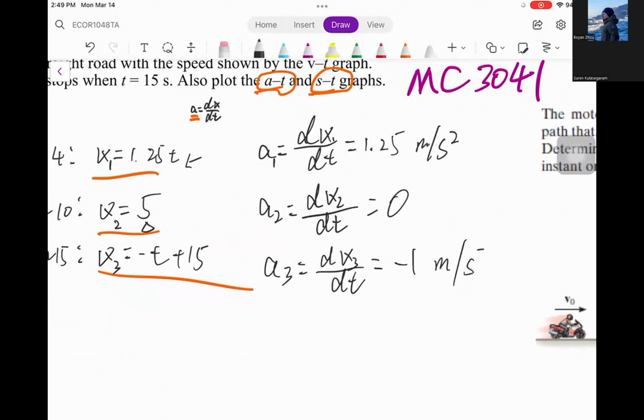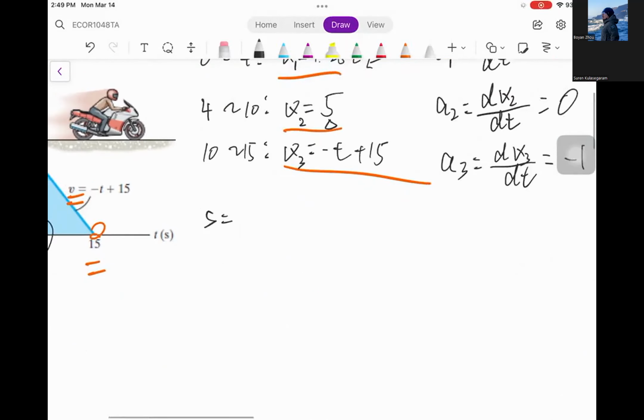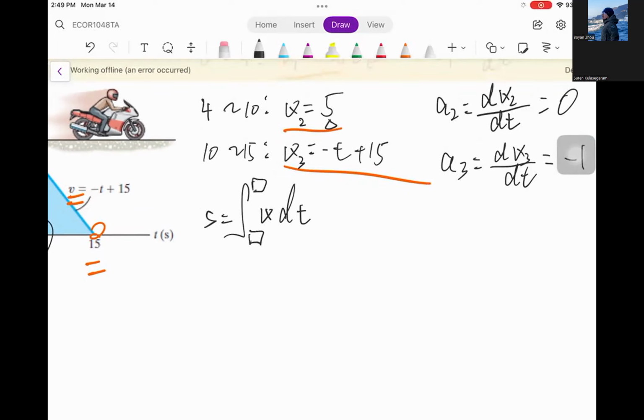It's negative 1 meter per second squared. So here we have the function for acceleration, and then we can do the function for displacement. The equation we're going to use is the displacement is equal to the integral of velocity dt. We're simply going to put the boundary on the top and the bottom, and then solve the math.